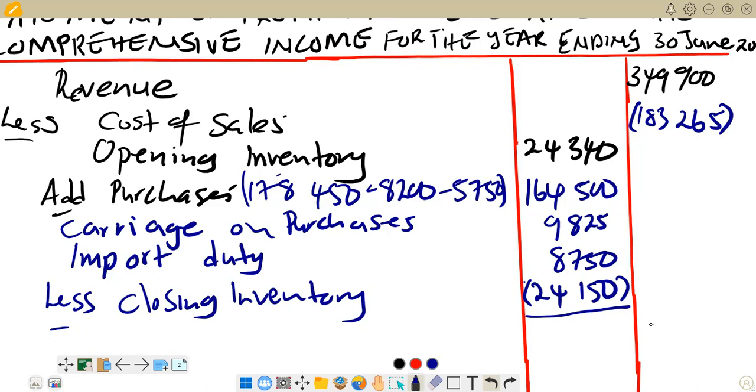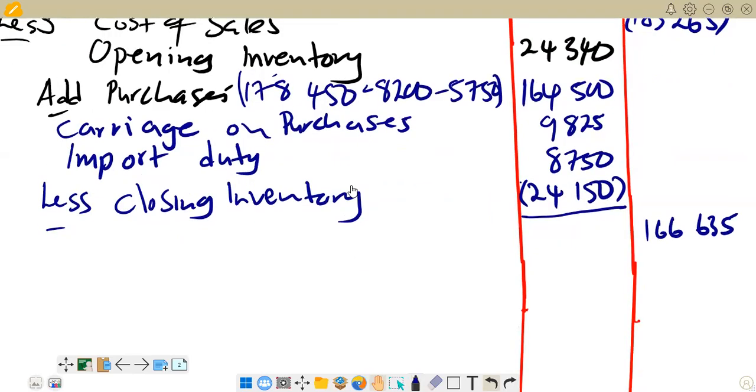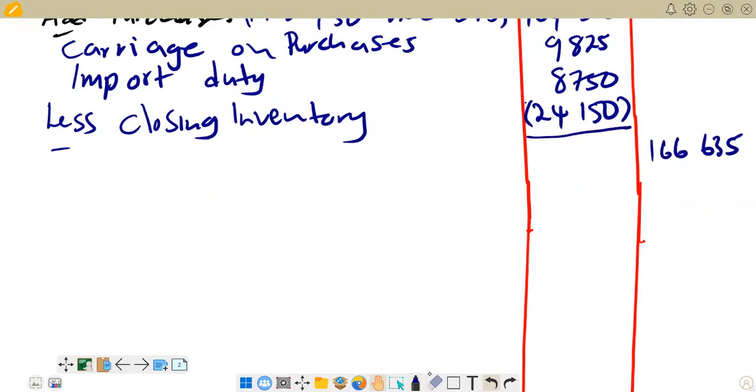So when we say 349,900, then we subtract 183,265, you are supposed to get 166,635. So that's the figure that we are going to put here, 166,635. And this figure, remember, we are saying it's gross profit. So we have to indicate that. When we come here, let's try to push our page up. When you come there, we are now just supposed to indicate that this is gross profit. So here we say gross profit.